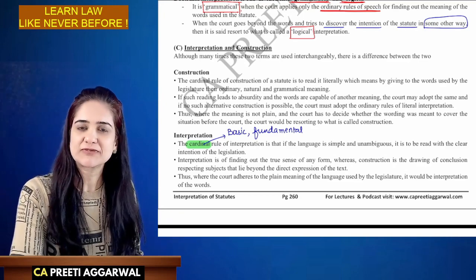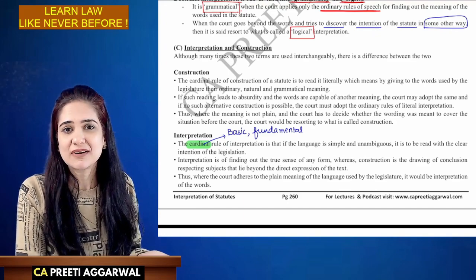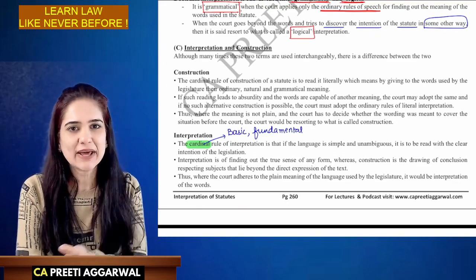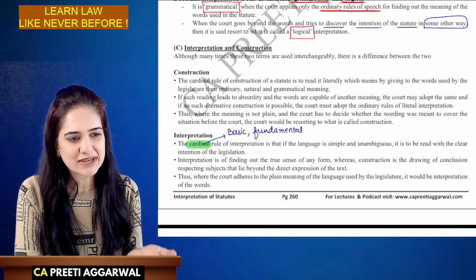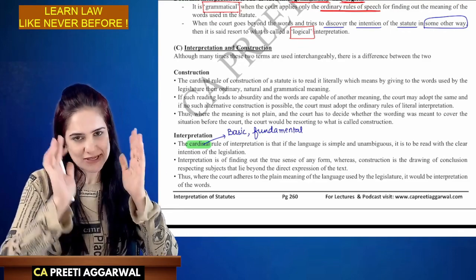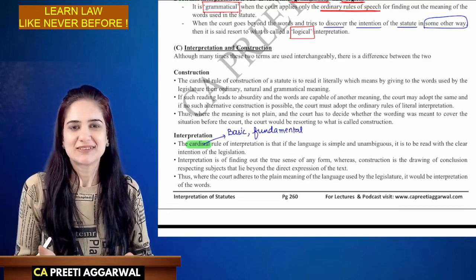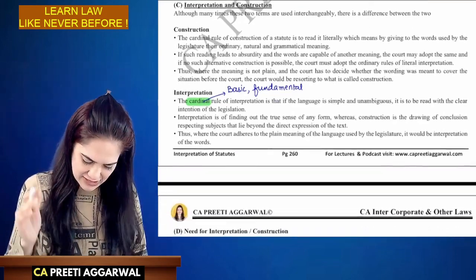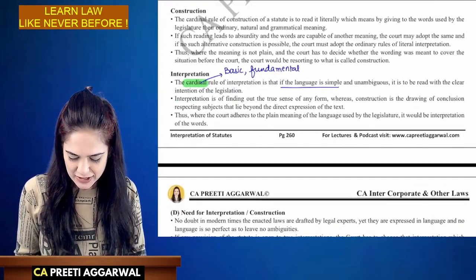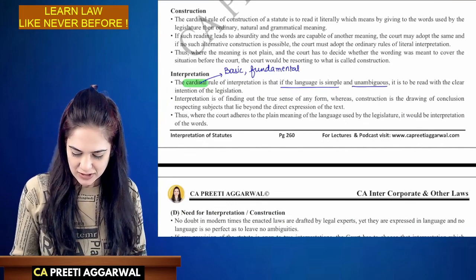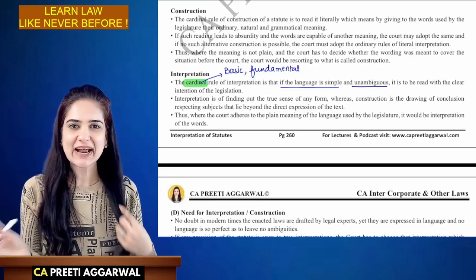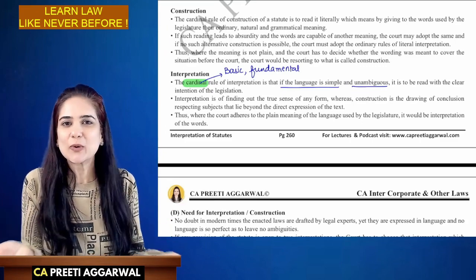They are also experts, but try to understand what their intention is. So first try to at least appreciate what the lawmaker has said. They are all experts, no? So first try to understand the intention of the lawmaker. If that doesn't make sense, then you apply logic. So step number 1 is always going to be interpretation. The cardinal, that is the basic, the fundamental rule is that if the language is simple and unambiguous, then it is to be read with the clear intention of the legislature. If everything is clear, then you don't need to go anywhere else.